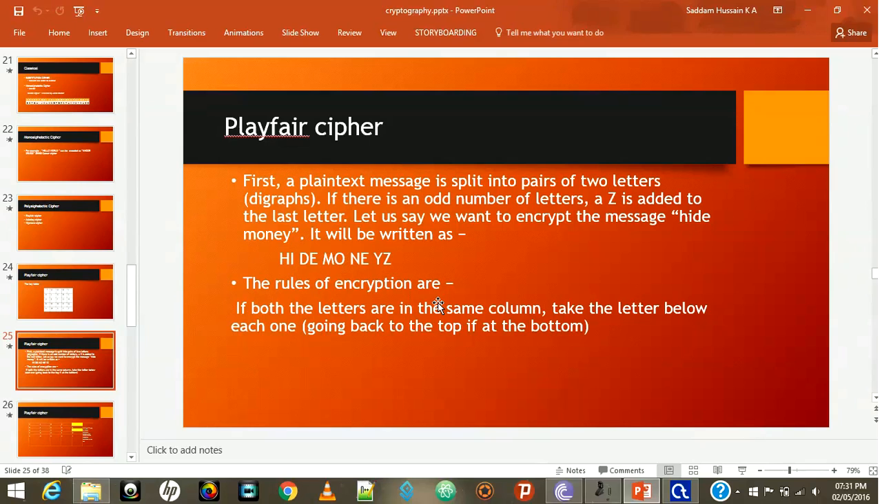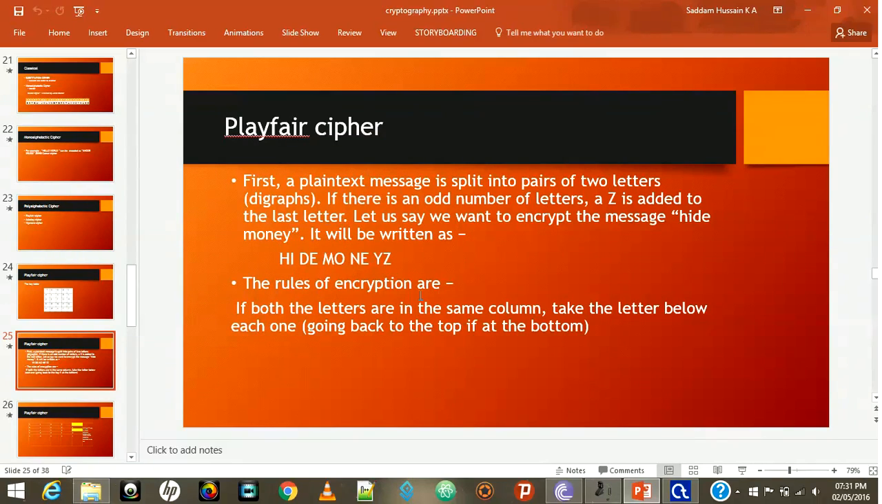Then what is actually the Playfair cipher? How it works is, first the plain text message is split into pairs of 2 letters. If there is an odd number of letters, a Z is added to the last letter. Let us say we want to encrypt the message hide money. It will be written like this.